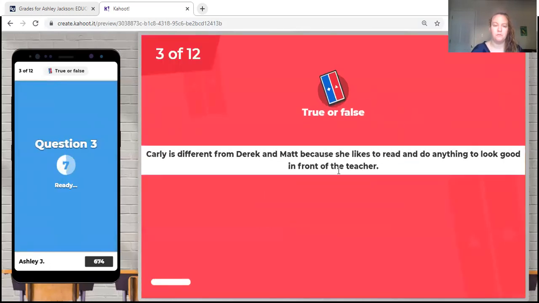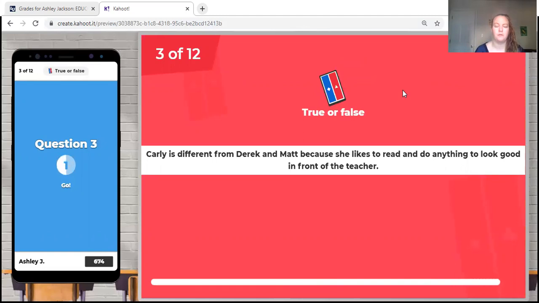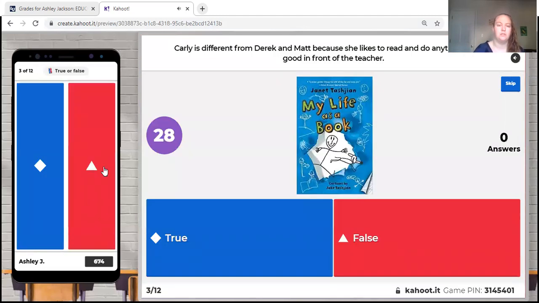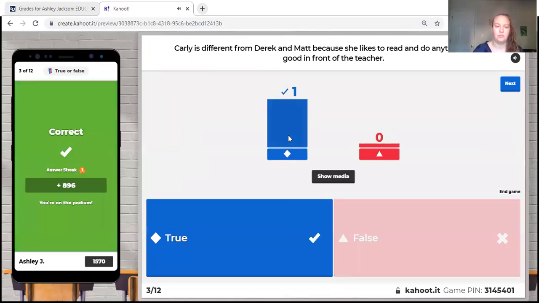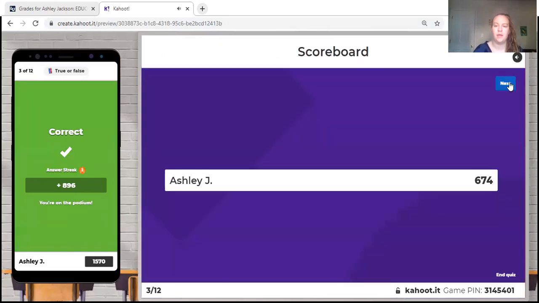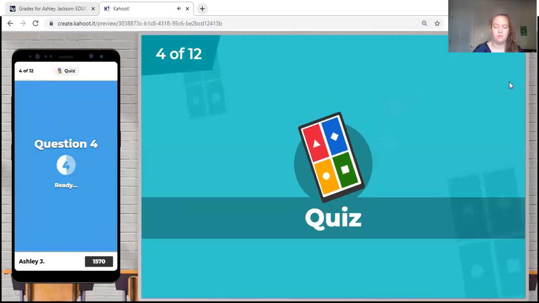And this one is true or false. Carly is different from Derek and Matt because she likes to read and do anything to look good in front of the teacher. The student will be able to select their true or false on their screen. And this is true. So you see that the student receives some more points, and they're going to go ahead up on the podium. And we keep going through.